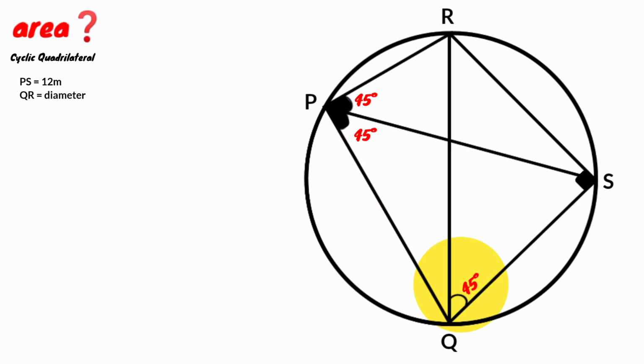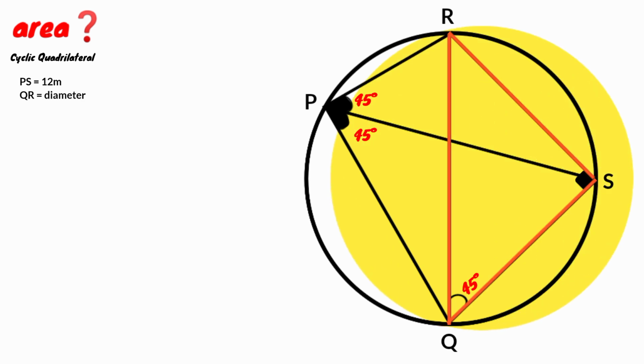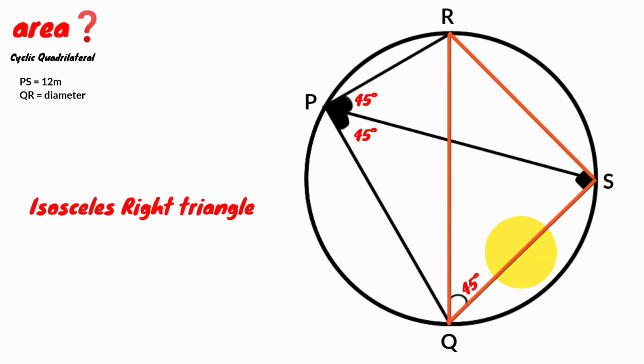Where do we go from here? Let's take a look at this triangle. It is a right angle triangle and it has an angle 45 degrees. The only right angle triangle with an angle 45 degrees is an isosceles right angle triangle. And in an isosceles right angle triangle, the perpendicular sides are congruent. That is, this side and this are equal. We label them X each.